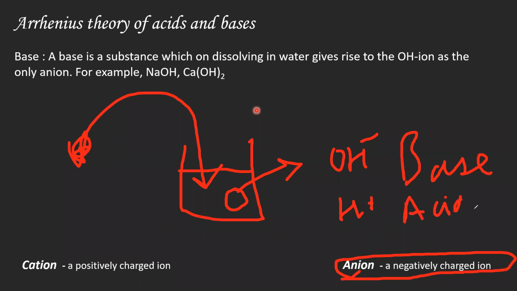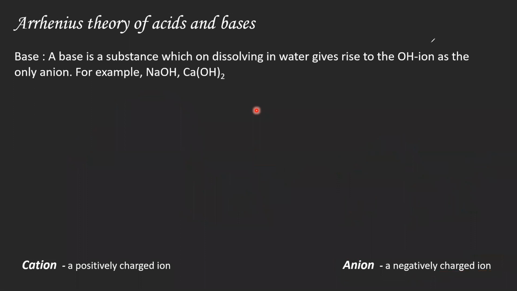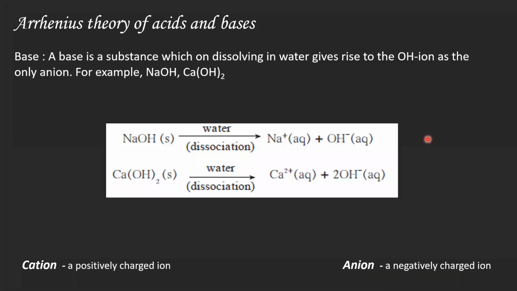If it would have been H plus, I would have said it is an acid. Okay. So I'm going to show you on the screen two equations so that everything gets cleared. The first is NaOH solid state. Sodium hydroxide in the solid state, put it in water, it dissociates, and then we get Na plus aqueous plus OH minus aqueous. So we get sodium cation and hydroxide anion.